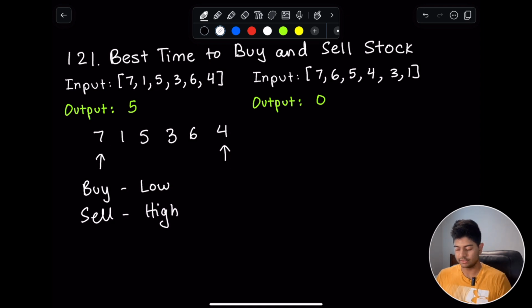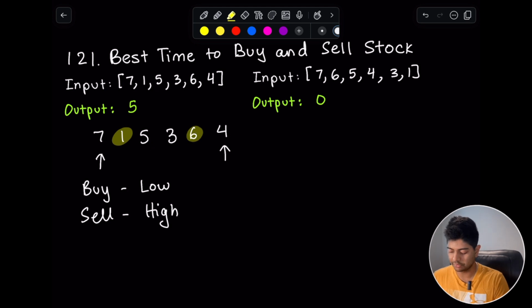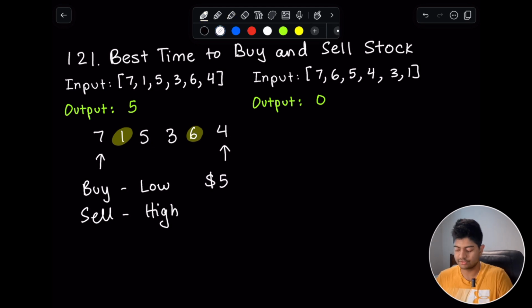So in this case, you'll basically buy when it's at 1, right? This is the lowest value in this window, and then you'll sell when it's 6. So that gives you a max profit of 5, right? And if you try any other combinations of the two numbers, you won't get a bigger profit. You can't go in the past. So you can't say I'm going to buy at 1 and then sell in the past for 7. That's not possible, right? So once you're past a certain index, you can't go backwards. That's kind of the idea.